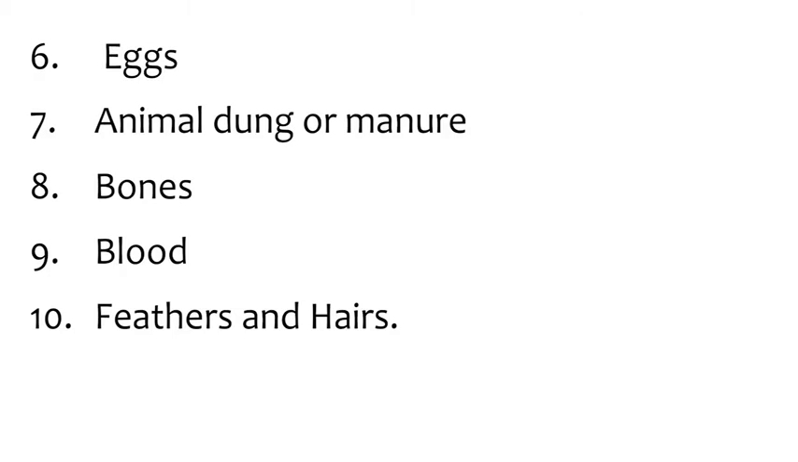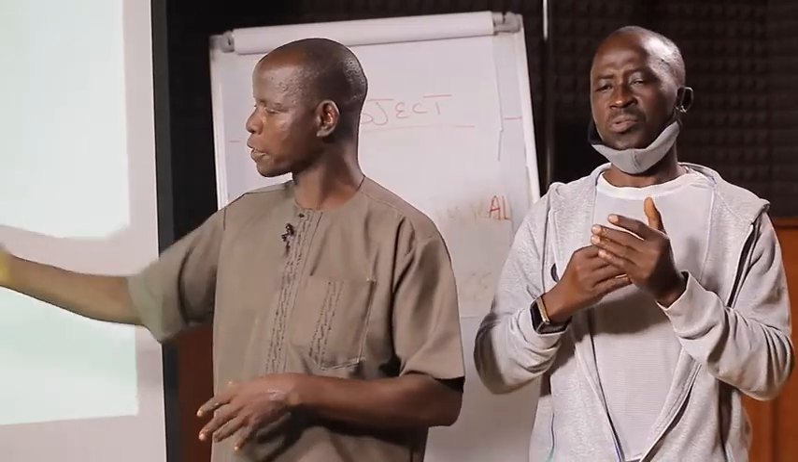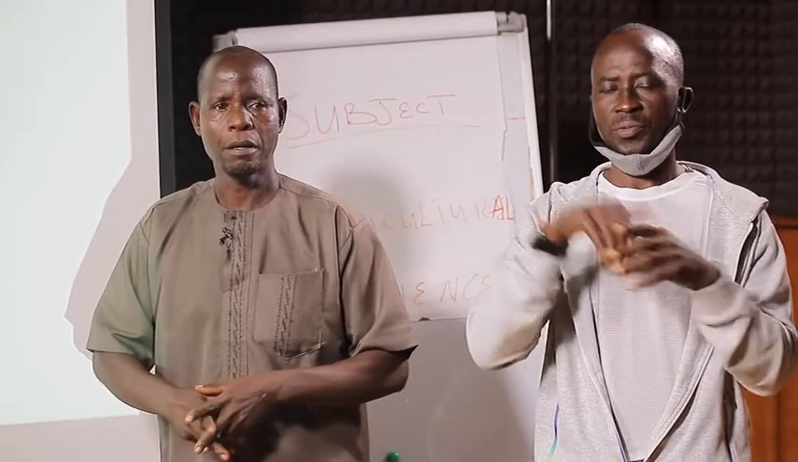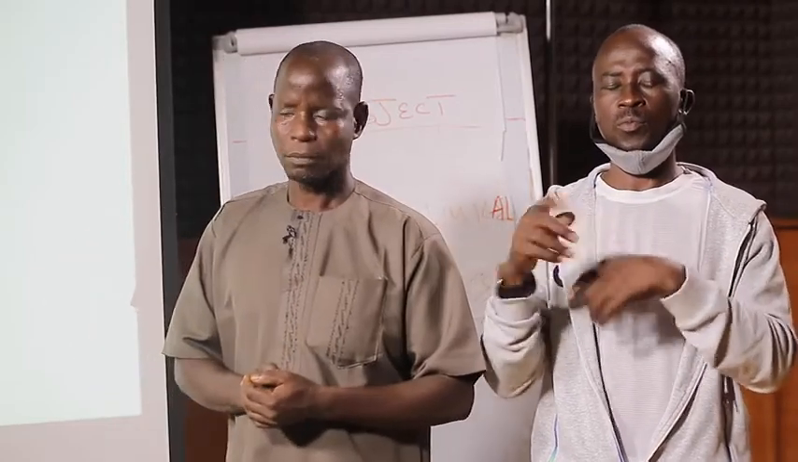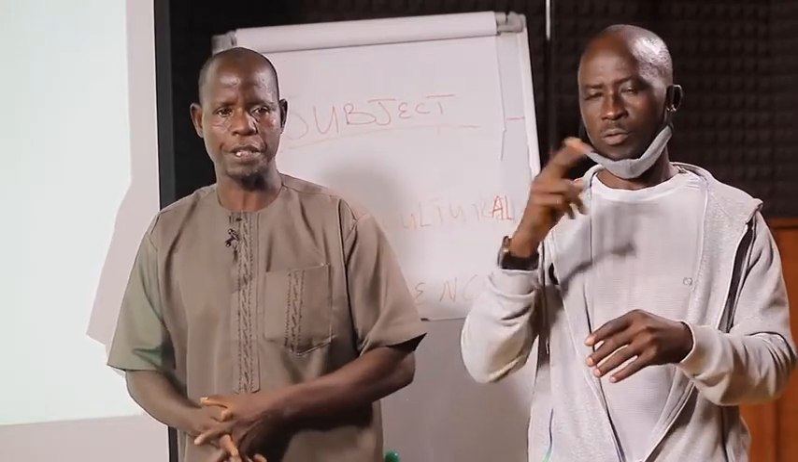Feathers and hairs. There are some specific sheep that are kept purposely for their hairs. They are used in the manufacturing of cloth, and feathers are used in the manufacturing of cushions and pillows.